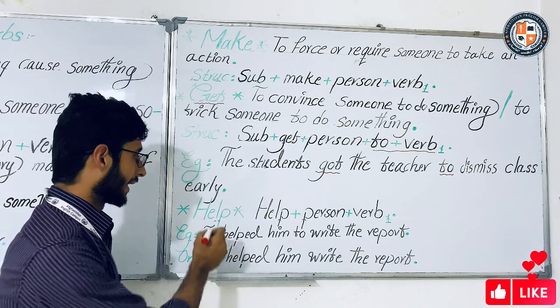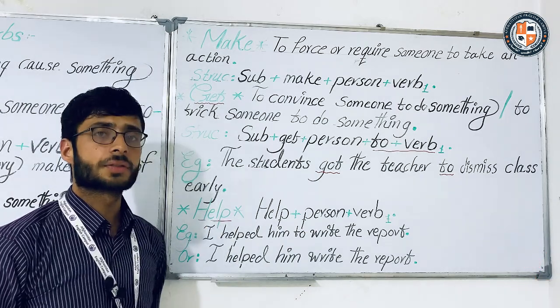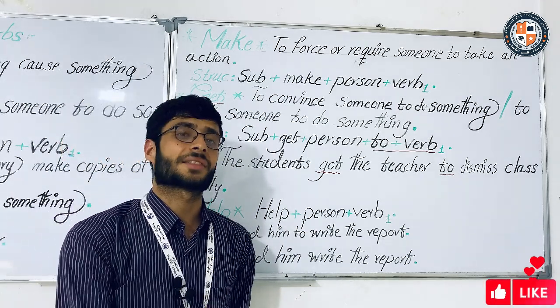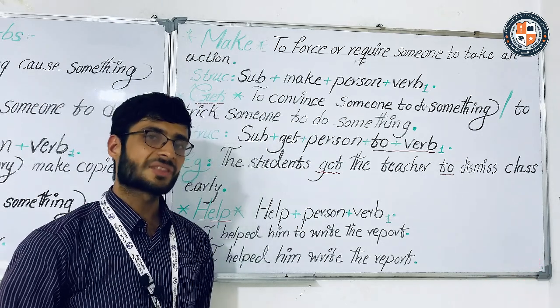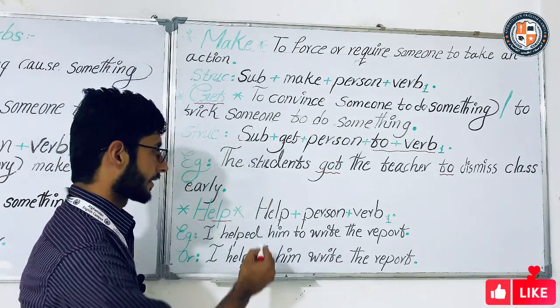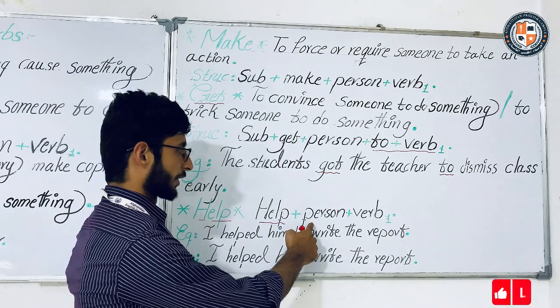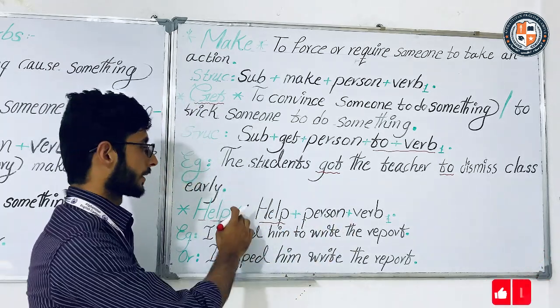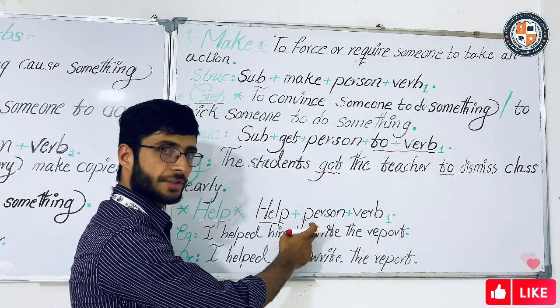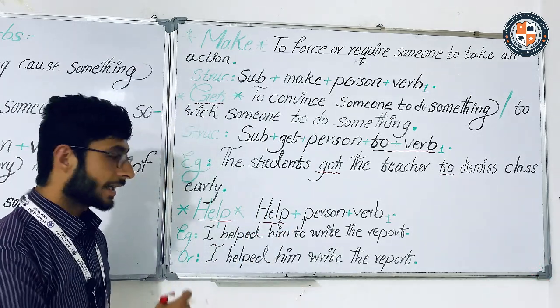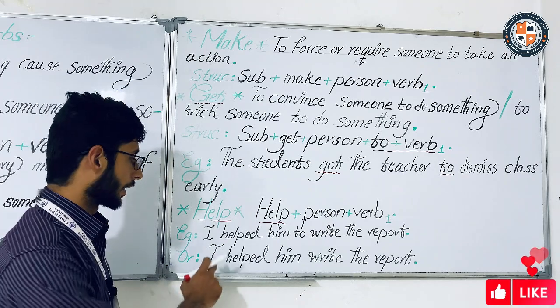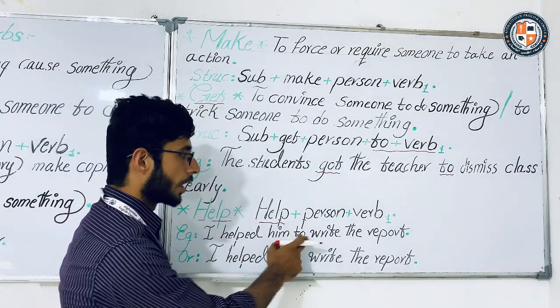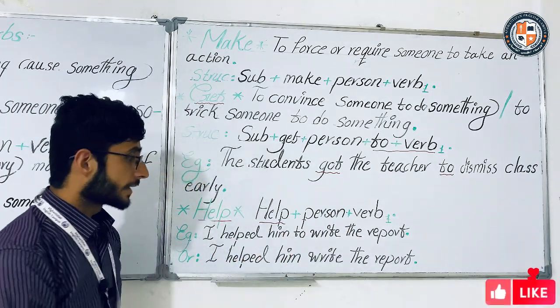The last one is help. Where can we use help? Help means to assist someone. Like this example, help plus person plus verb. Again, before the verb there is a subject. We should use subject plus help plus person plus the base form of the verb. Like these two examples that I have written here: I helped him to write the report.